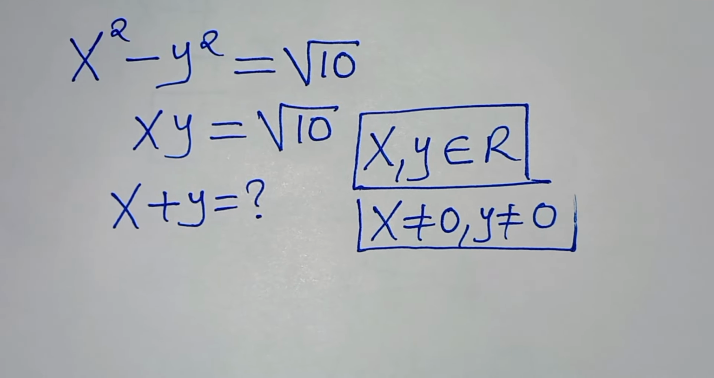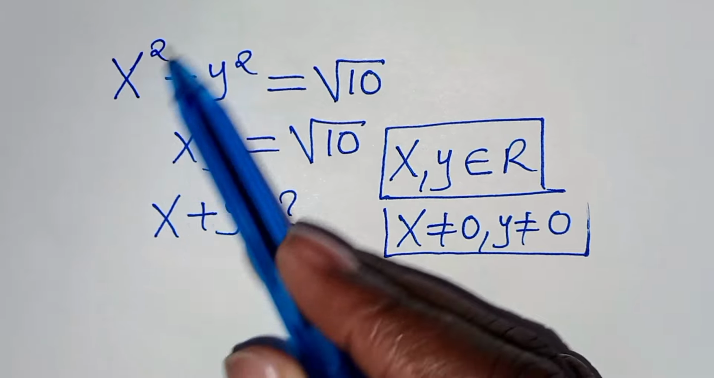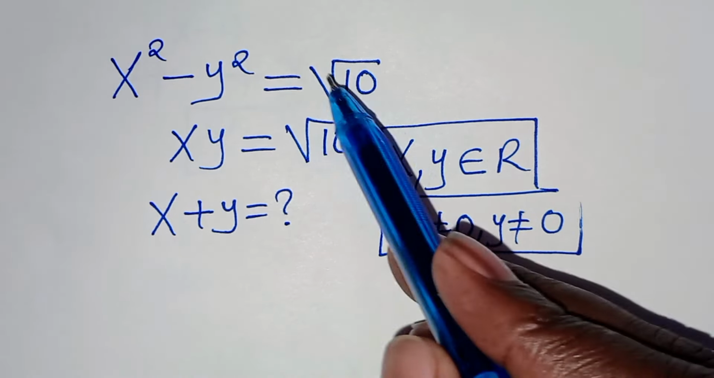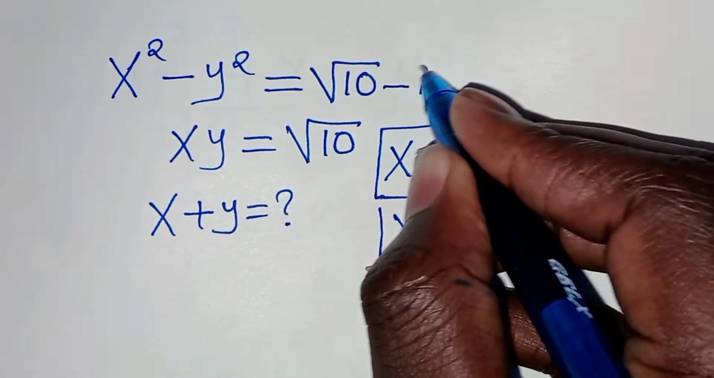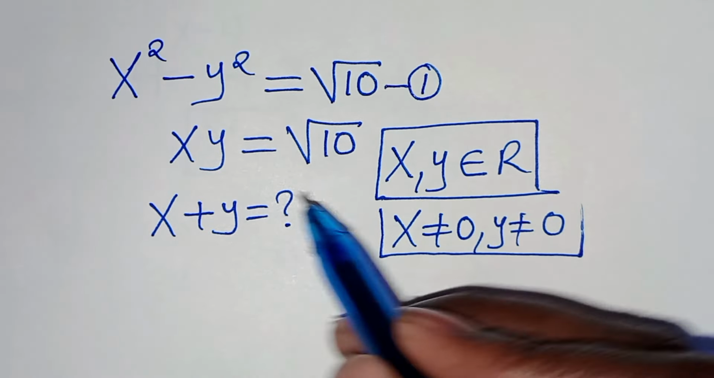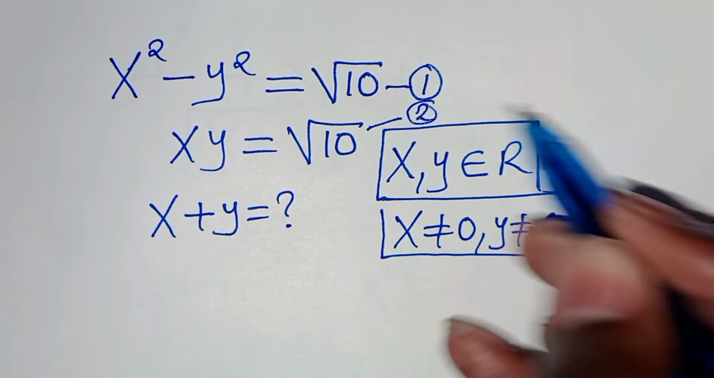Hello everyone, you're welcome to solve this nice algebra problem, which is x squared minus y squared. This is equal to the square root of 10. Let's call this equation 1. And that x times y, this is equal to square root of 10. Let's call this equation 2.